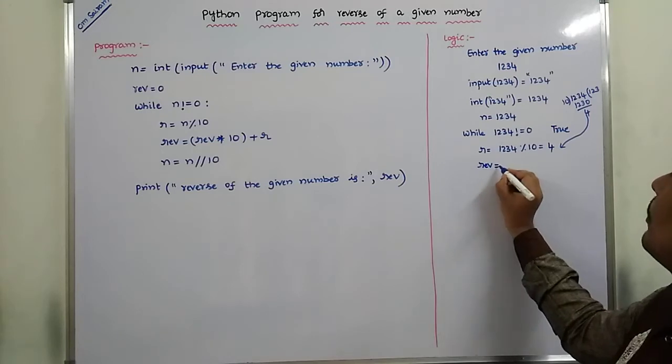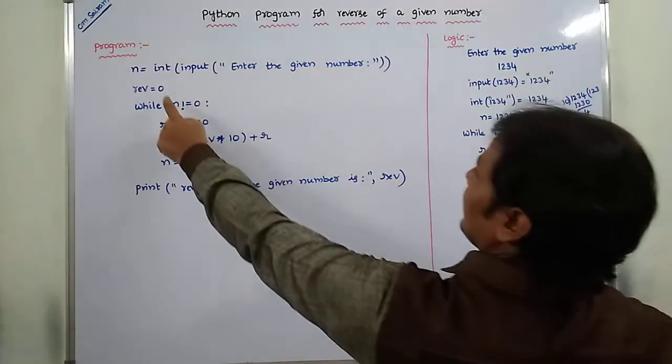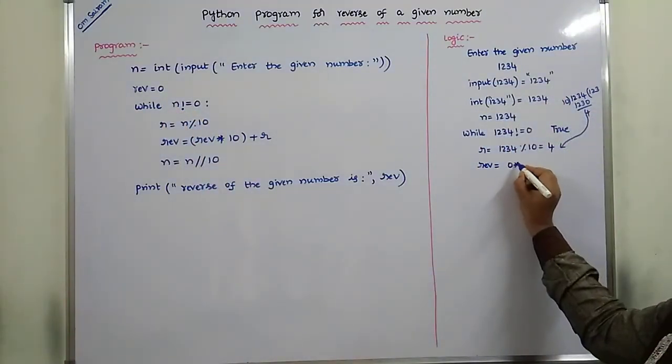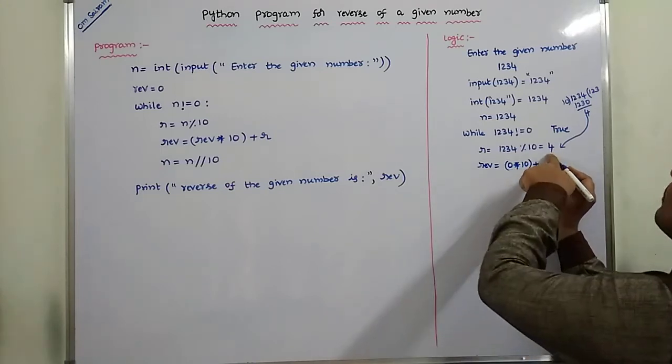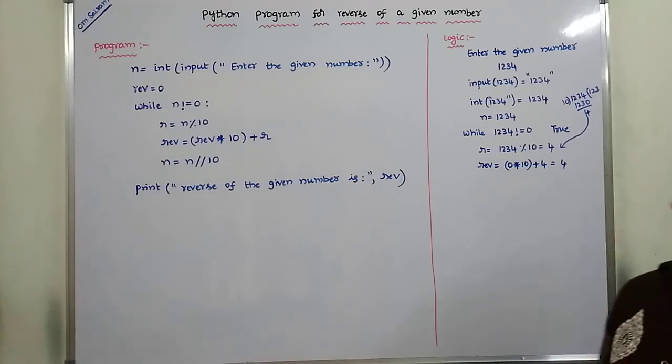REV is equal to REV into 10 plus R. Initially, what is the REV value? 0. So 0 into 10 plus R value. The R value is nothing but 4 here. So that is 0 plus 4, which is 4.